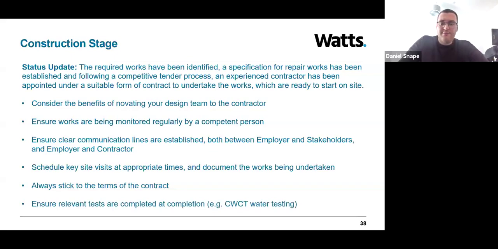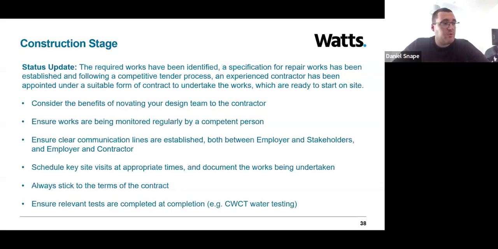And as a final point, ensuring that relevant tests are completed at completion. An example of this could be CWCT water testing. It's really important to make sure that these tests are there and that they're undertaken at the right times. Water testing is a really good example. That will confirm whether a facade is watertight or not.